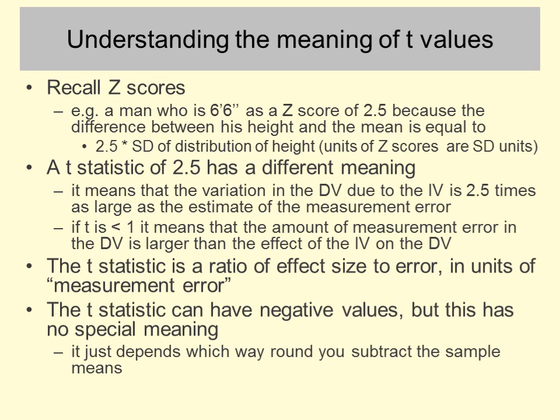So the t statistic is a ratio of the effect size to error, and the units it has are units of measurement error, or more specifically standard error. Now, something to get out of the way early is that the t statistic can take negative values, but these negative values have no special meaning. Whether t is negative or positive just depends on which way round you subtract the sample means. If you subtract the larger sample mean from the smaller sample mean, you'll get a negative t value, but if you do it the other way around, you'll get a positive t value.